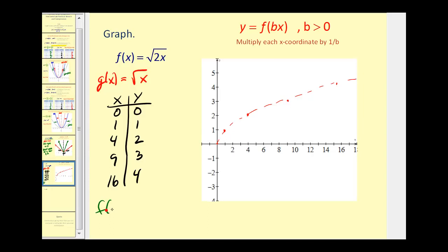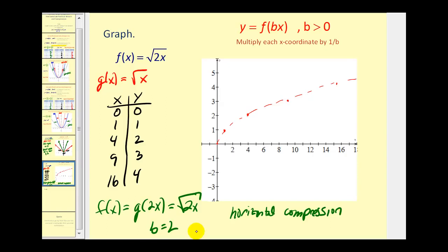Now we need to be able to recognize that f of x is equal to g of 2x, which is equal to the square root of 2x. So that tells us that b is equal to 2. So since b is equal to 2, we have a horizontal compression, which means to find points on the transformed function, we can just multiply the x-coordinate by 1 over b, or just divide by b. So if b is equal to 2, we'll just take each of these x-coordinates, divide them by 2, and keep the y-coordinates the same. So the origin would still be on the transformed function.